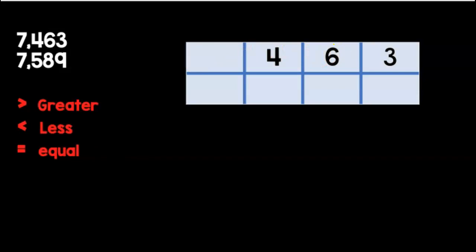Next, we put the 4 in the hundreds place value. It is the next whole number moving to the left. Last, we put the 7 in the thousands place value. It is the next whole number moving to the left.